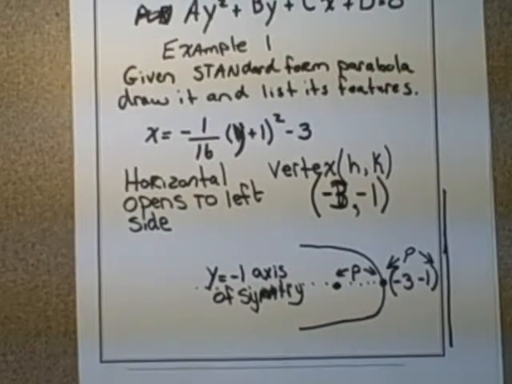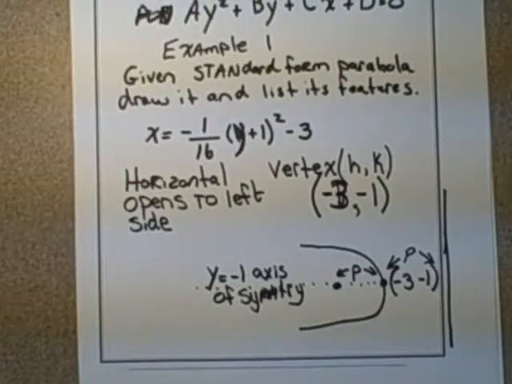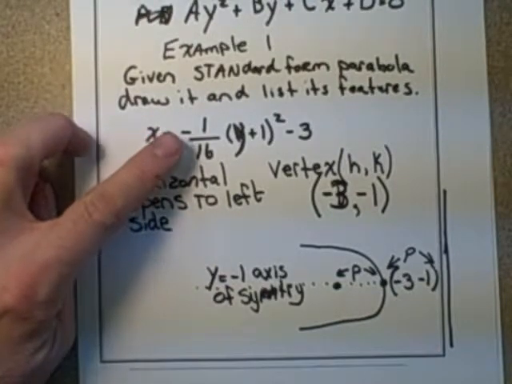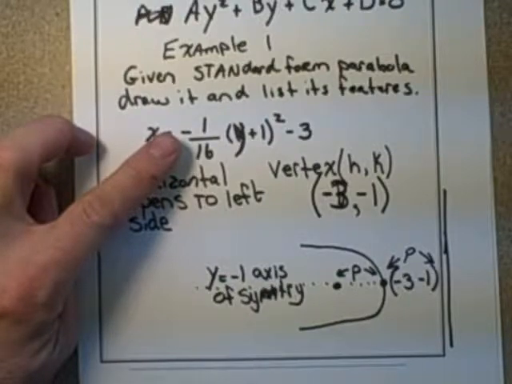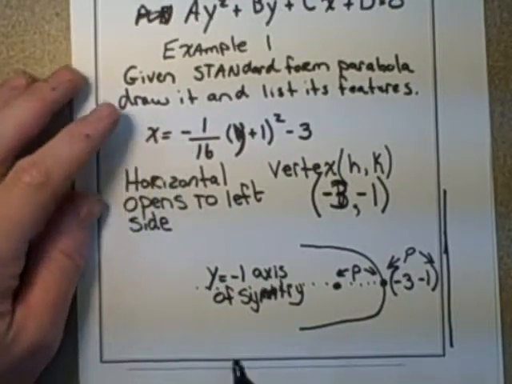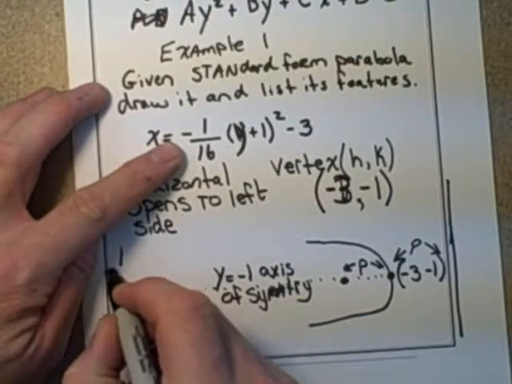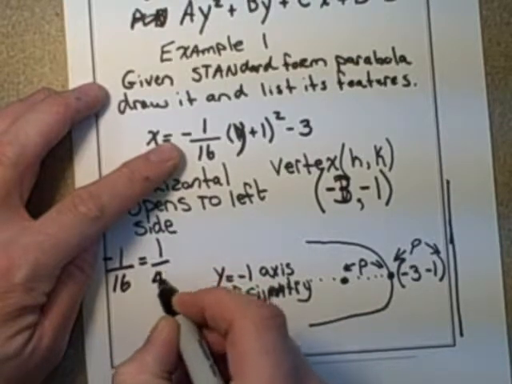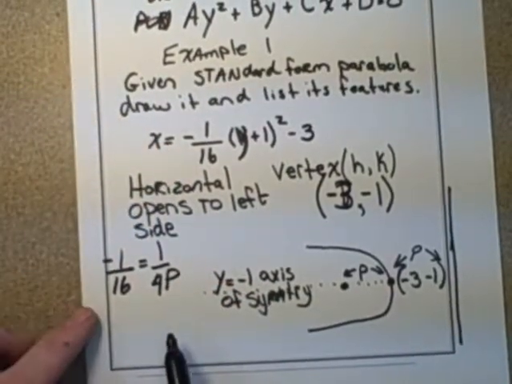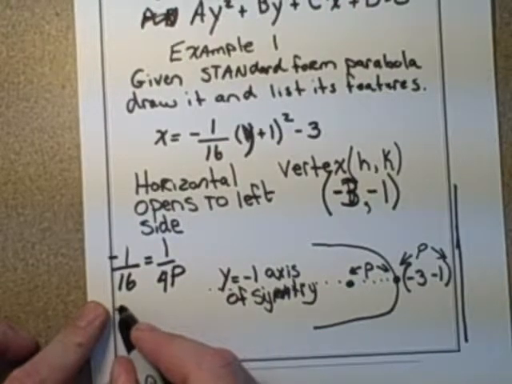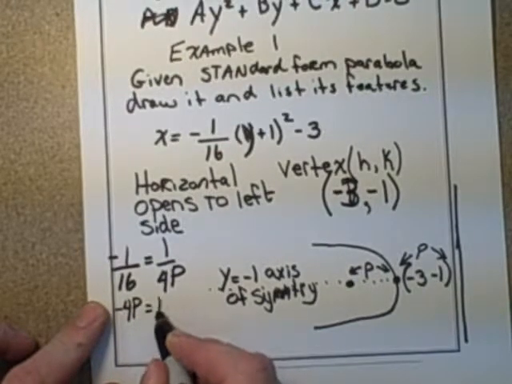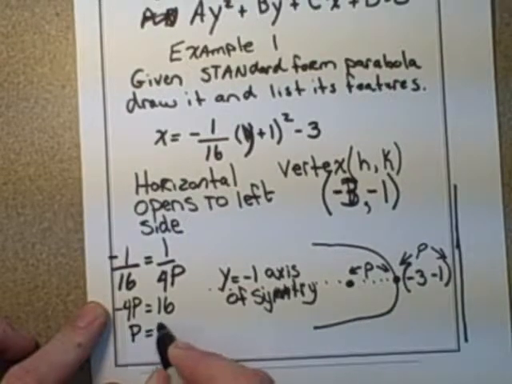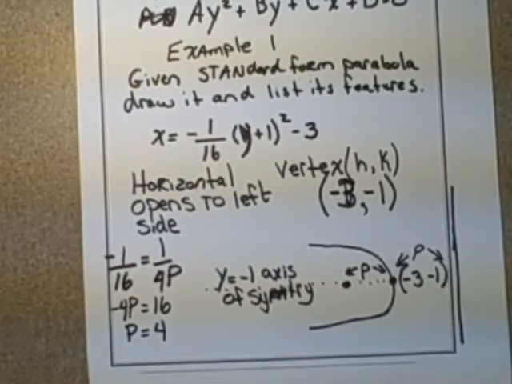So what we're going to do then is calculate p. How we calculate p is we look at what's in front here. We know that this value in the standard form of the parabola is 1/4p. So -1/16 is equal to 1/4p. Then we just cross multiply to calculate p. So -4p is equal to 16, so p is equal to -4, which means our distance of p is 4.